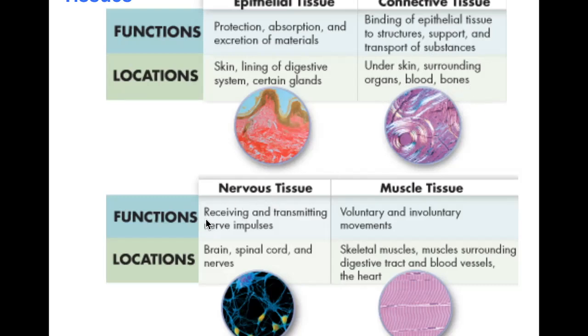Nervous tissue is for receiving and transmitting nerve impulses, located in your brain, spinal cord, and around the body and nerves. Muscle tissue is for voluntary and involuntary movements. It's located in the muscles surrounding the digestive tract and blood vessels and the heart.